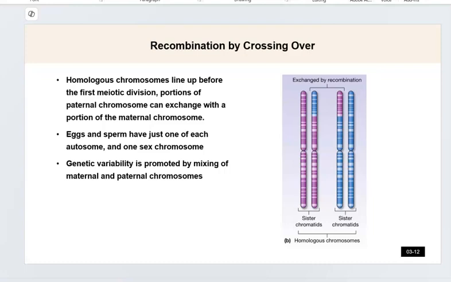So that's a nice explanation of how, when mom and dad get together, they're able to get their egg and sperm, how that exchange happens, and we get a new combination.